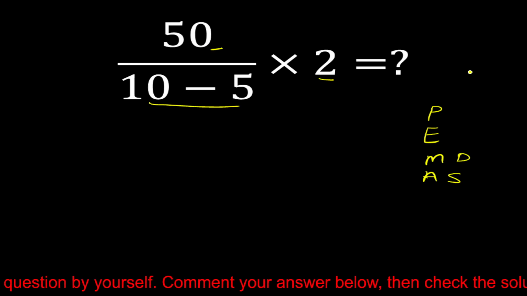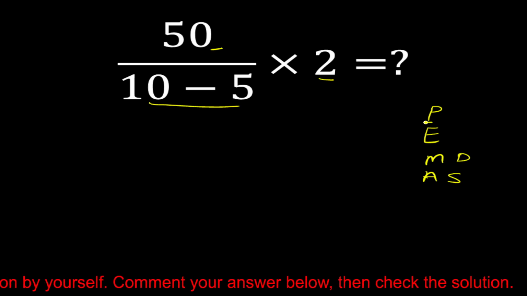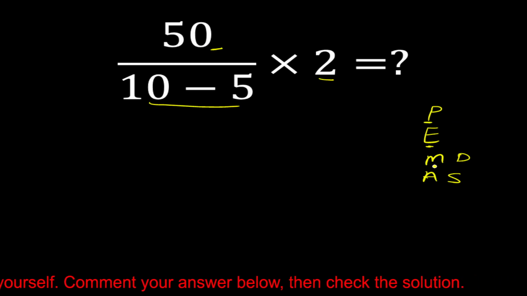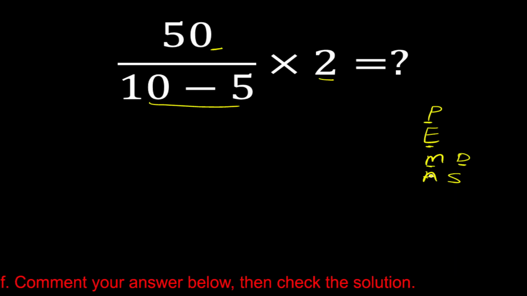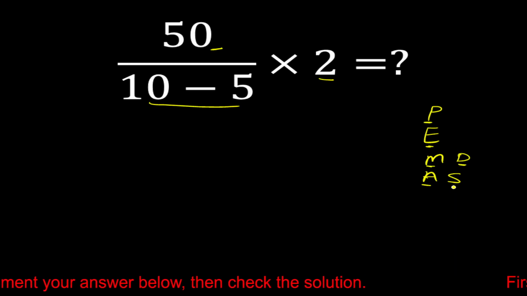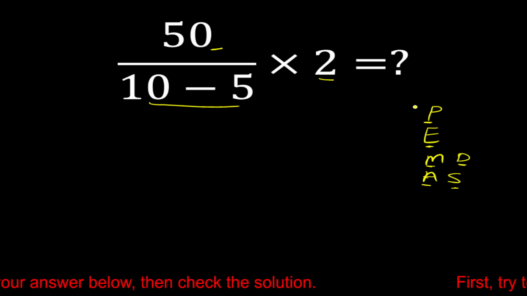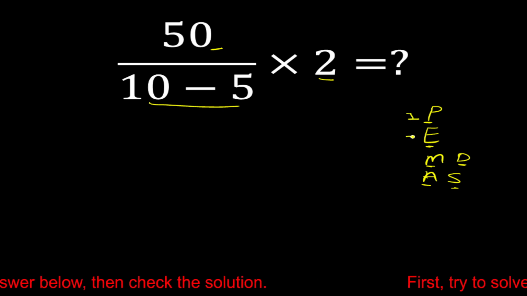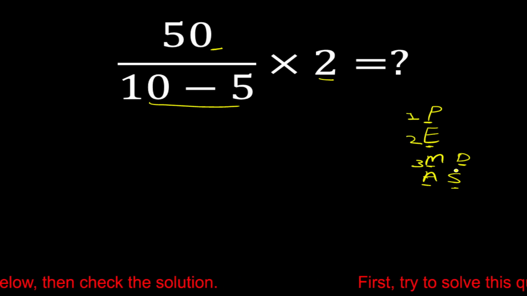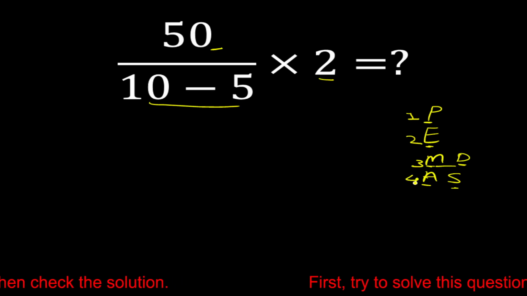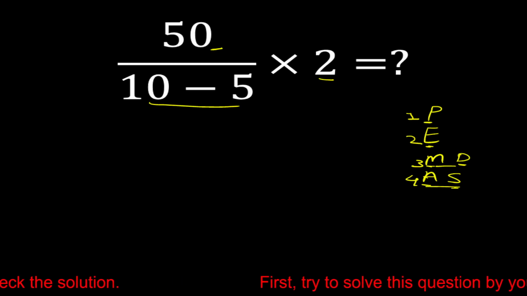PEMDAS. According to the PEMDAS rule, P means parenthesis, E means exponents, M means multiplication, D means division, A means addition, and S means subtraction. Okay, first priority is parenthesis, then exponents, then multiplication and division, and then fourth and last priority is addition and subtraction.